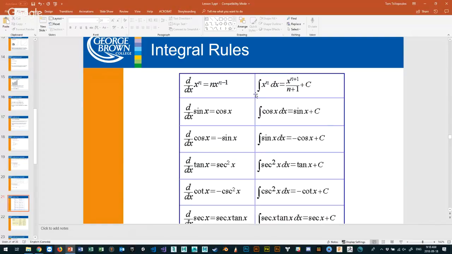And when you see the integral of x to the n, you can also, in your mind, think of this as the antiderivative, because this would be the derivative. So if the derivative of x to the n is n x to the n minus 1, the antiderivative, or the integral of x to the n, would be x to the n plus 1 over n plus 1 plus c, which is what we've been describing this whole time.